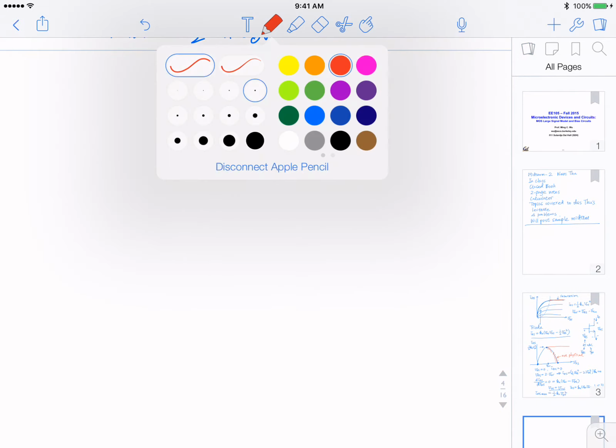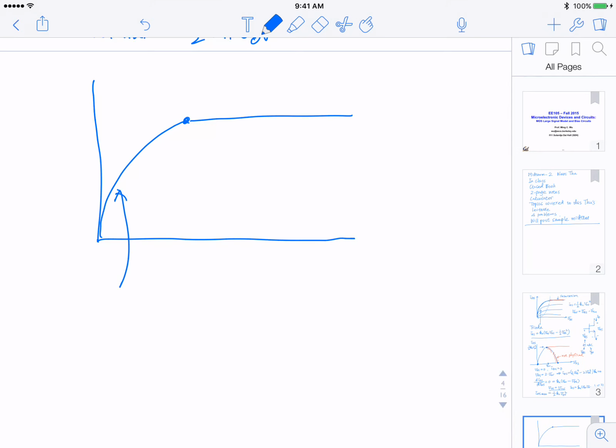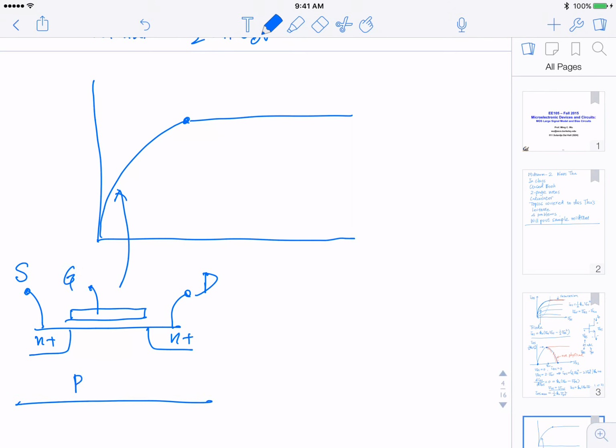So let's reproduce the curve here. There are really two parts of the curve. The first part, the parabolic part, okay, and then there is this constant part. Initially, in this part, if we look at the device cross-section, this is a MOS. It has two N+ terminals. So this is source, this is drain, this is gate, and the substrate is P-type silicon, all right?